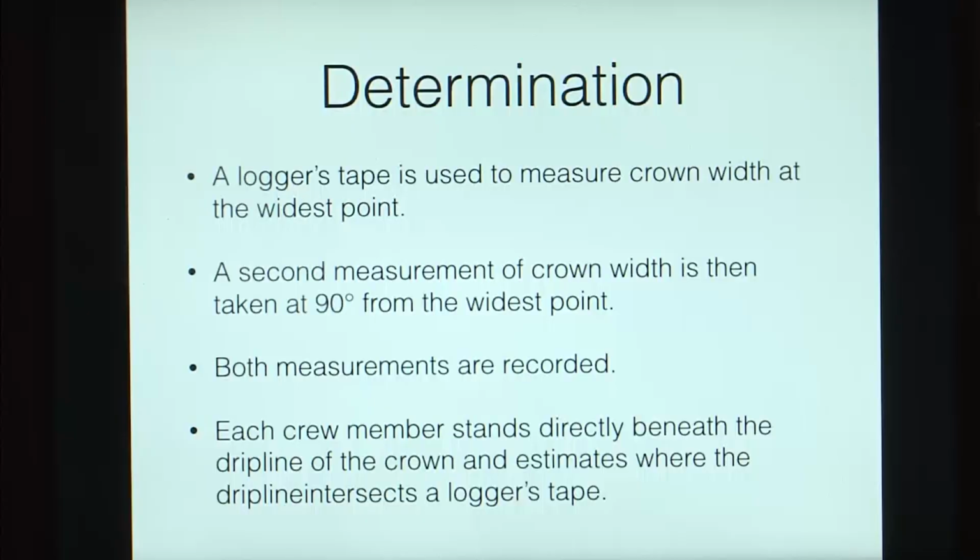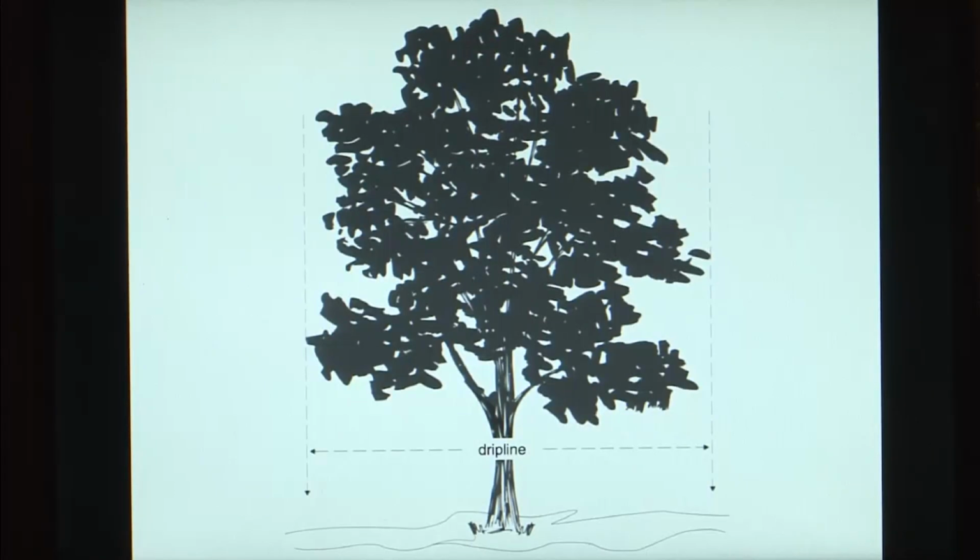So, coming back to the slides. For its determination, a logger's tape is used to measure crown width at its widest point, and then you take a second measurement of crown width, that is at 90 degrees to the widest point. Both the measurements are recorded, and then each crew member stands directly beneath the drip line of the crown and estimates where the drip line intersects a logger's tape. Okay. So, this is how you are going to measure it.